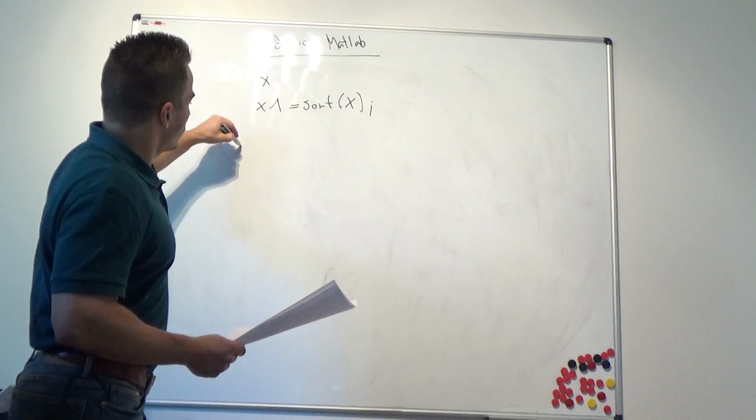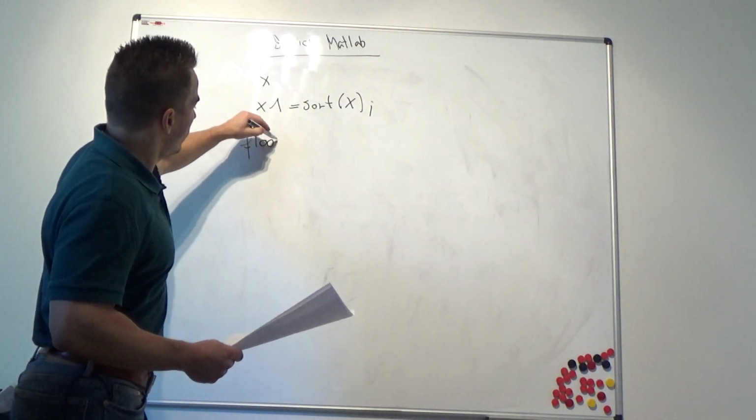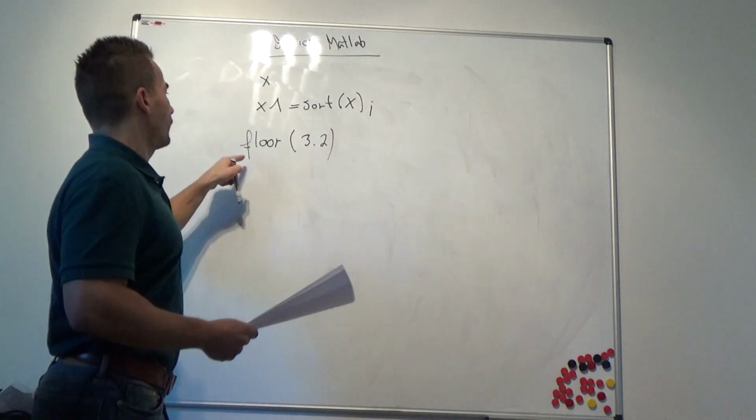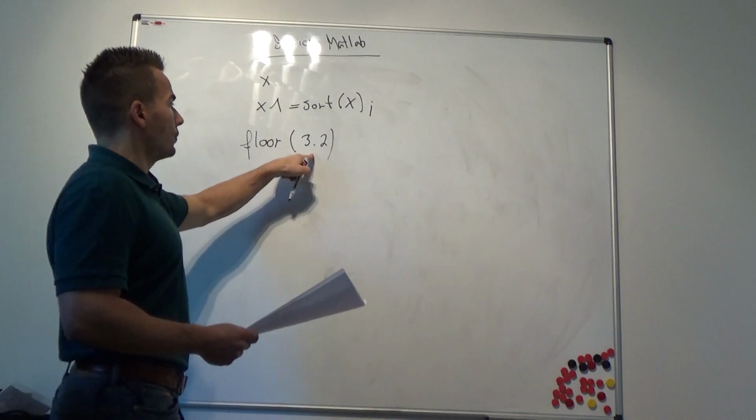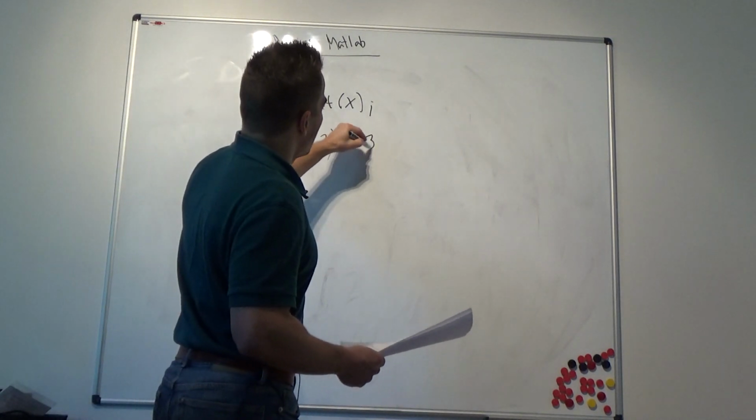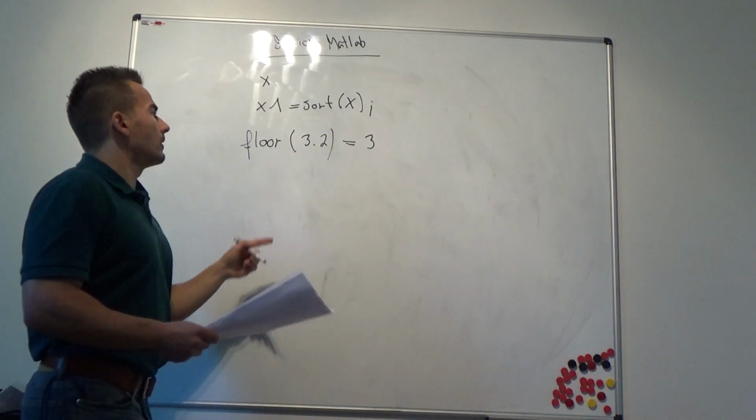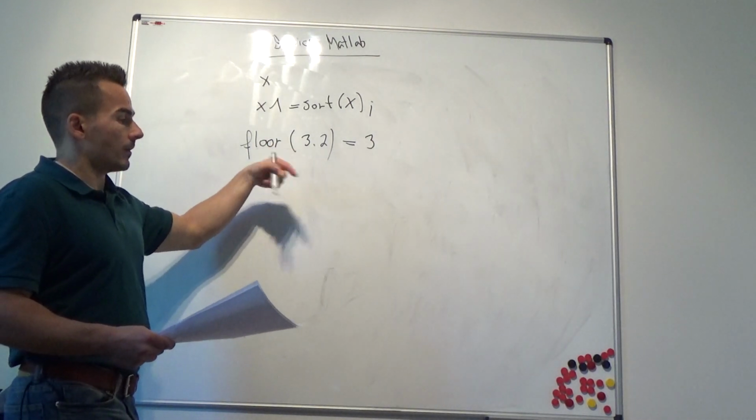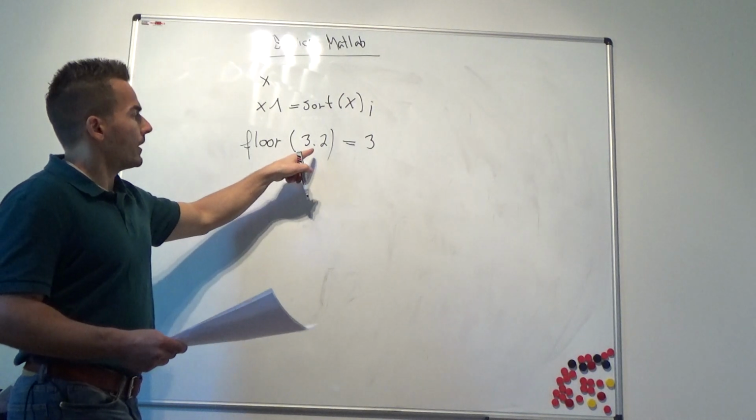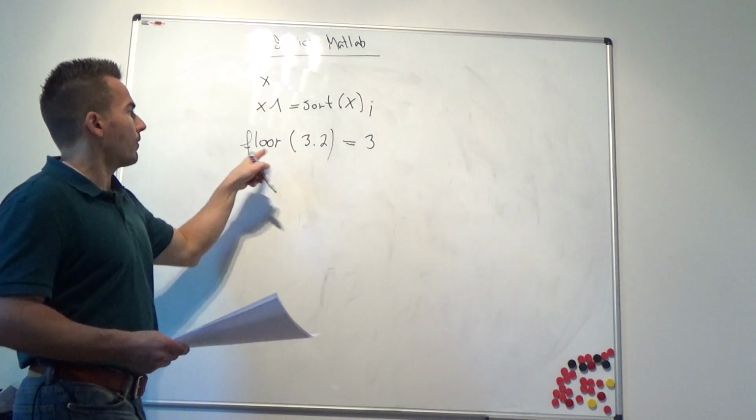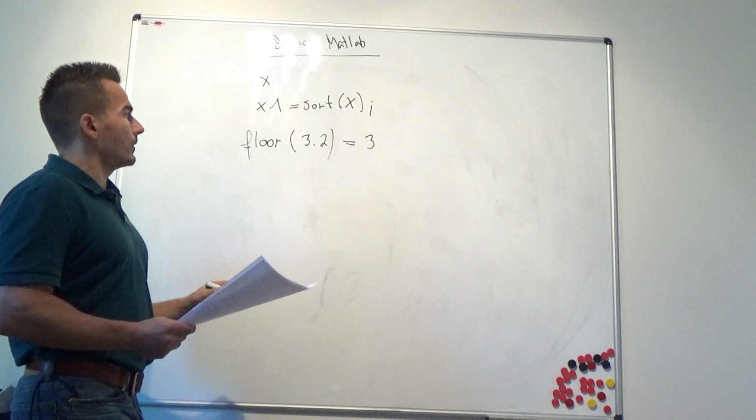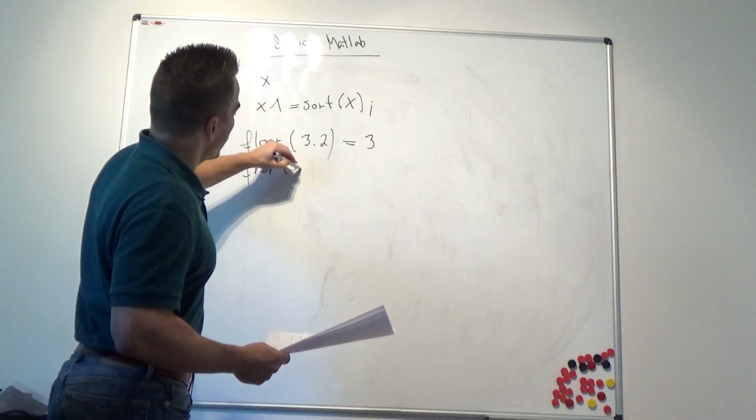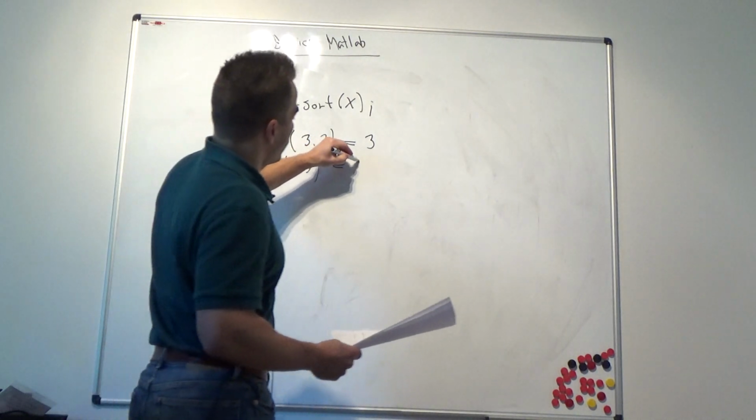Another command, floor. From a number, let's say floor from 3.2 is 3. So it always gives you the lowest number, the full number that is before the comma. So floor from 3.2 is 3. Floor from 3.9 is also 3.